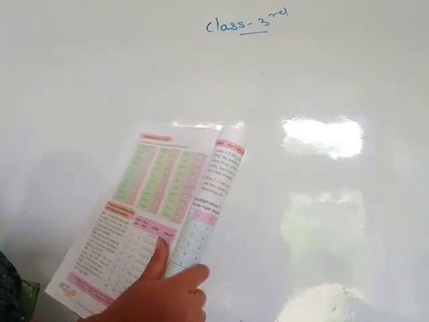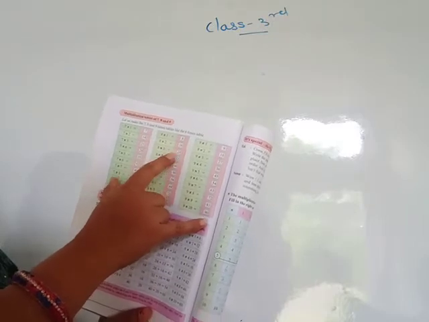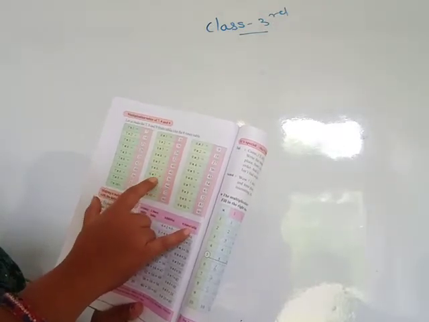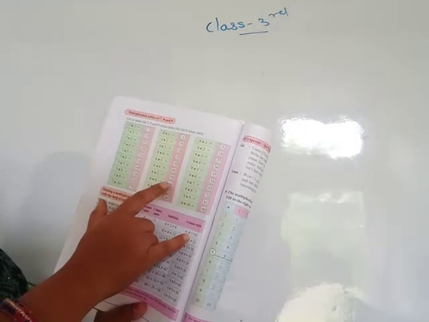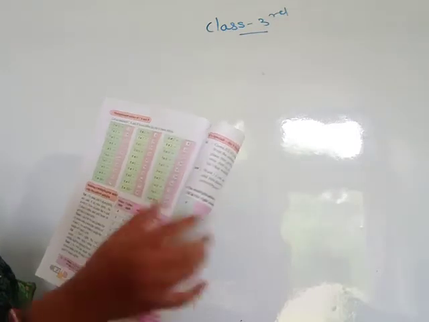Then 8 table here: 8 1 is 8, 8 2 is 16, 8 3 is 24, 8 4 is 32, 8 5 is 40, 8 6 is 48, 8 7 is 56, 8 8 is 64, 8 9 is 72, 8 10 is 80.